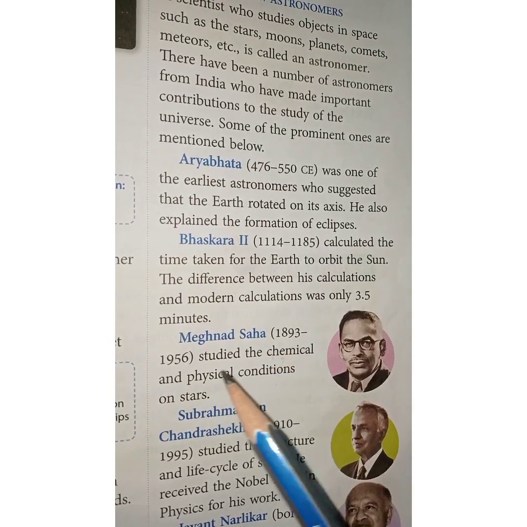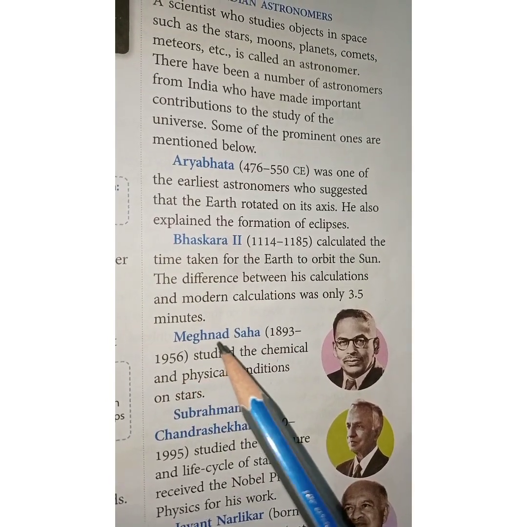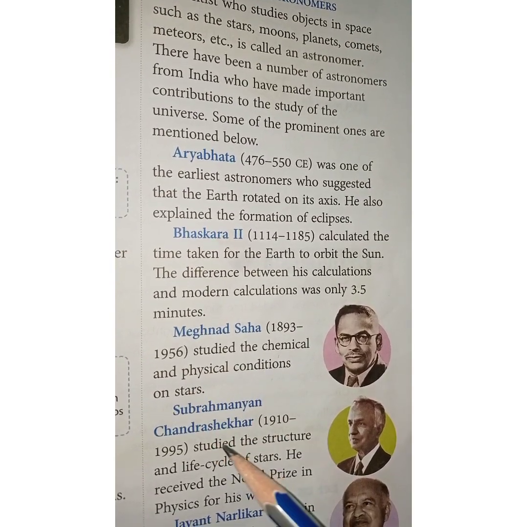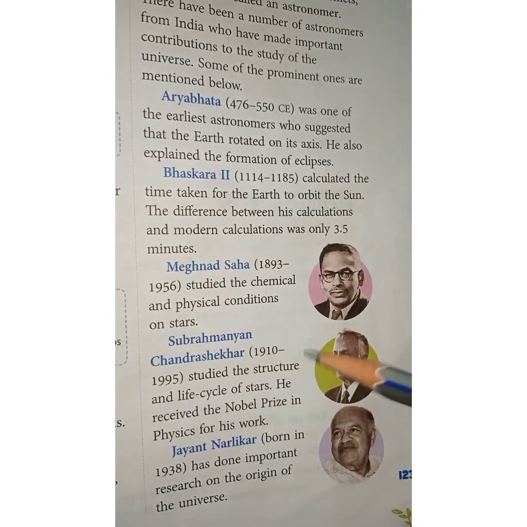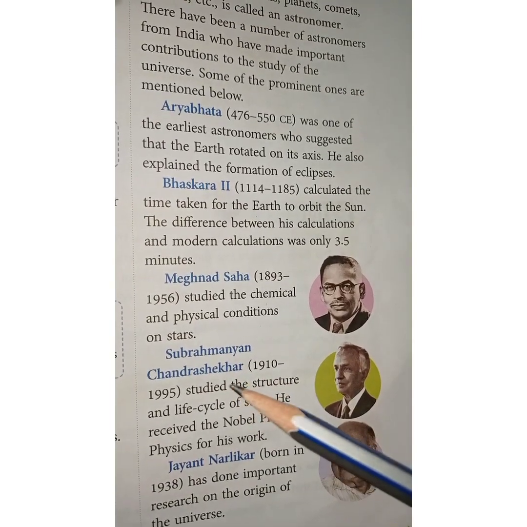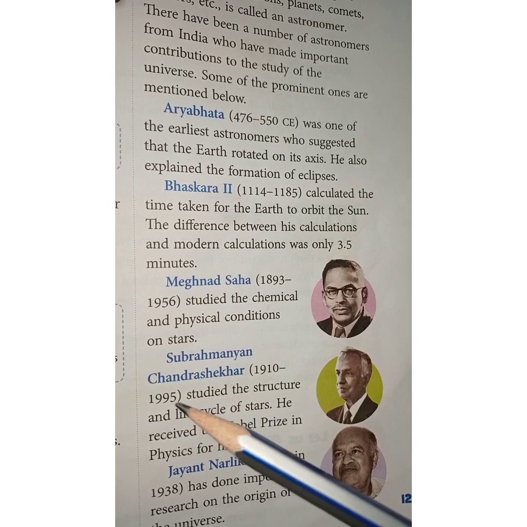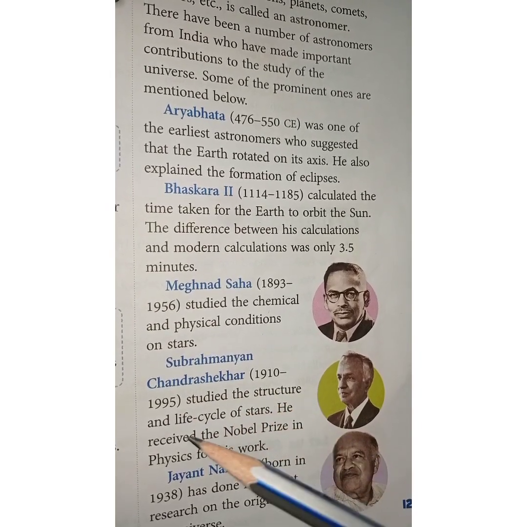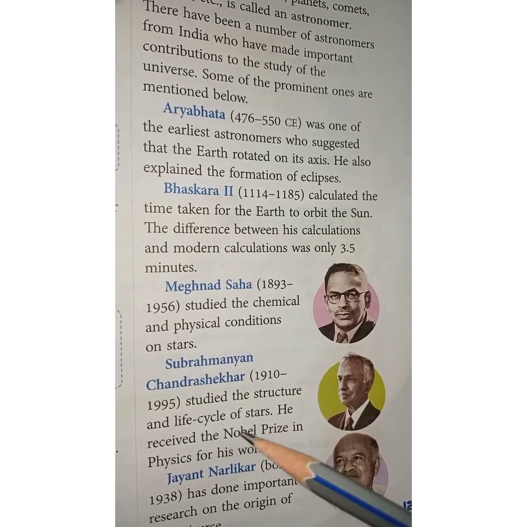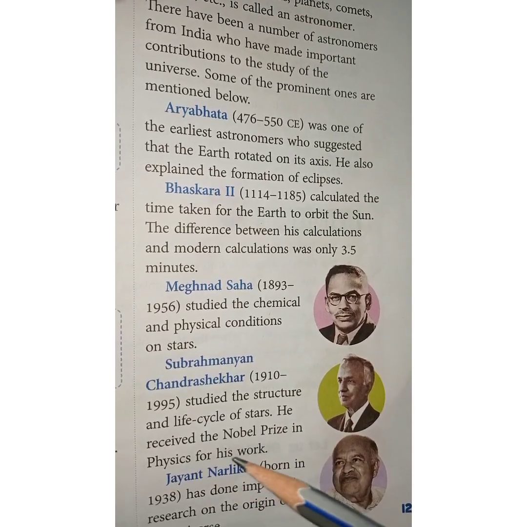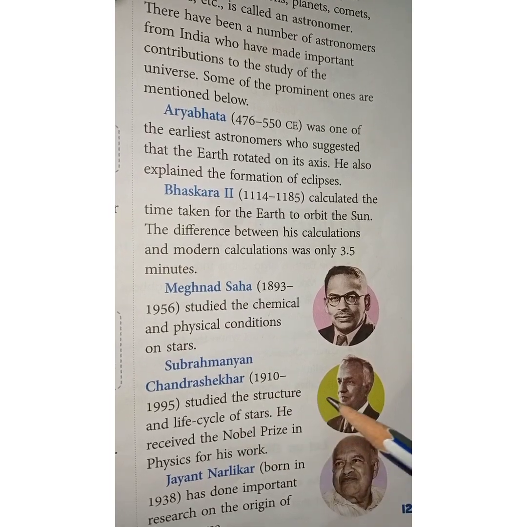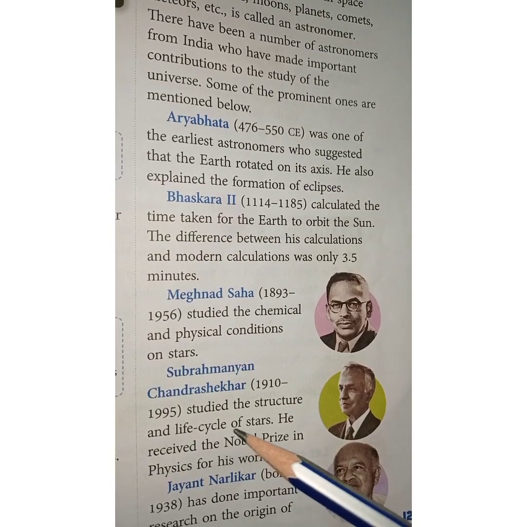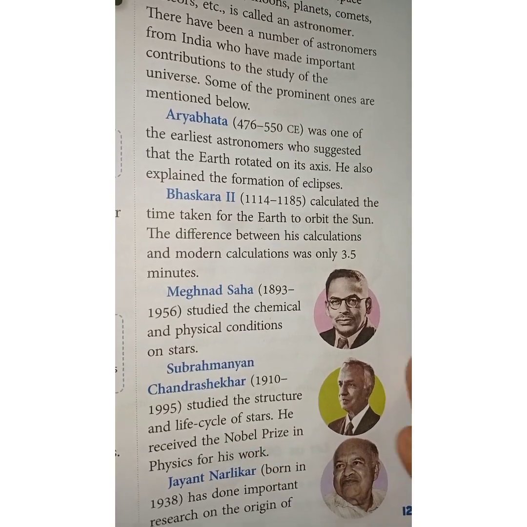1893 till 1956. Meghnad Saha studied the chemical and physical conditions of stars. Okay, the next one is Subramaniam Chandrasekhar, 1910 till 1995. He studied the structure and life cycle of stars. He received the Nobel Prize in Physics for his work.